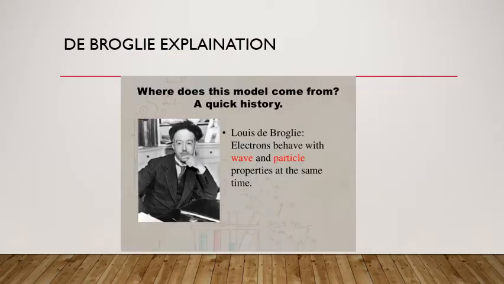Where does this model come from? That is the quantum model. It comes from de Broglie's dual nature of matter. Louis de Broglie in 1924 gave a new shape to the atomic structure, and he described that the electron behaves with wave and particle properties at the same time. He differentiates the matter and the wave properties.